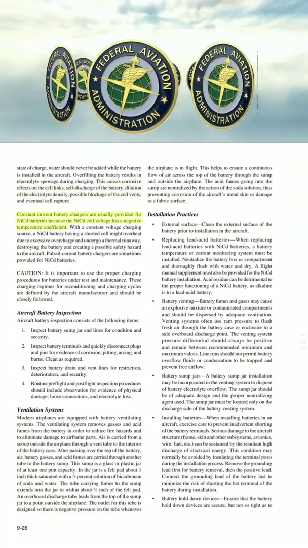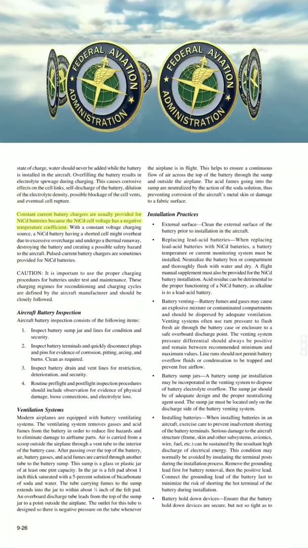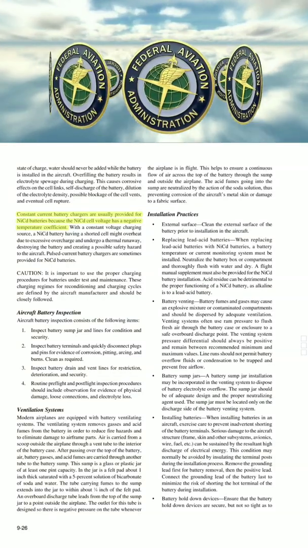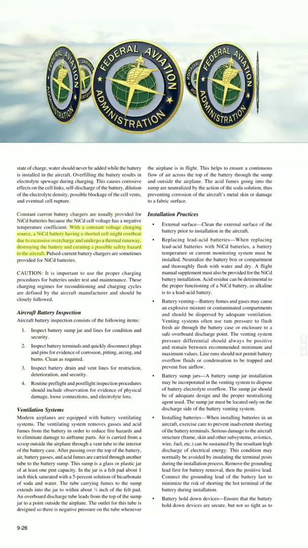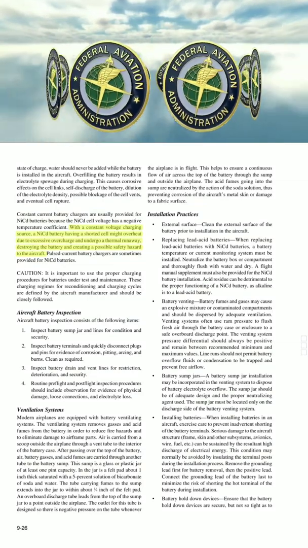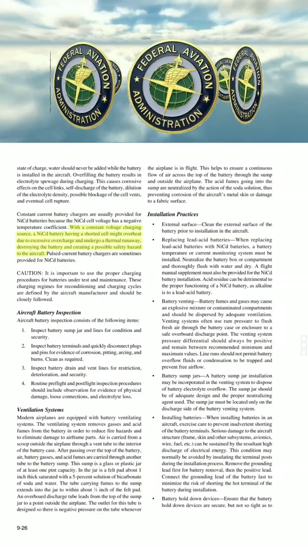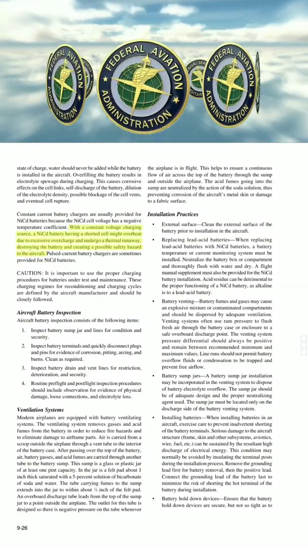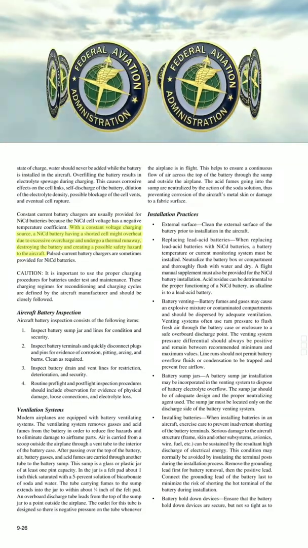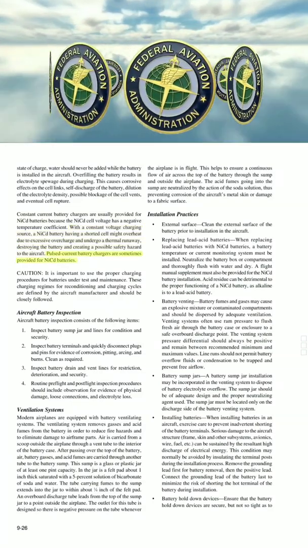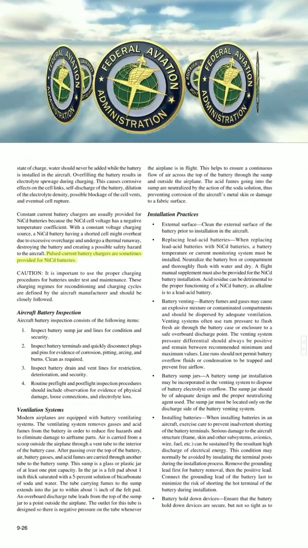Constant current battery chargers are usually provided for NiCd batteries because the NiCd cell voltage has a negative temperature coefficient. With a constant voltage charging source, a NiCd battery having a shorted cell might overheat due to excessive overcharge and undergo a thermal runaway, destroying the battery and creating a possible safety hazard to the aircraft. Pulse current battery chargers are sometimes provided for NiCd batteries.